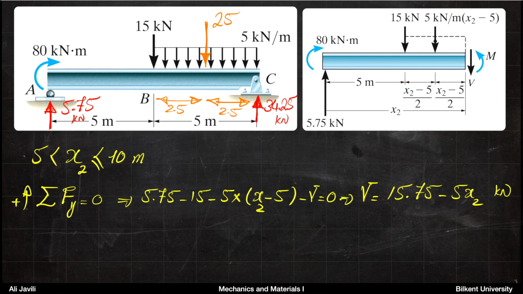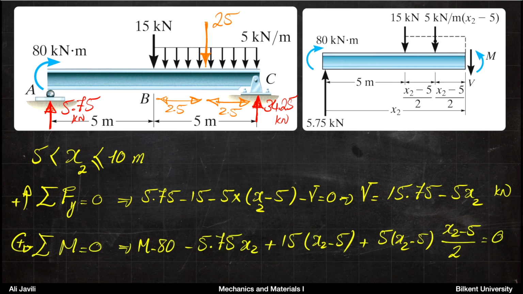So that's the distance. Now for this picture, you just treat it as a free body diagram, and for this picture you write also your equilibrium equations. Now again, assuming that the force in the y direction is positive upwards, you write 5.75 with a plus, minus 15, so that's the 15, minus 5 times x2 minus 5, that is basically this equivalent force, minus v is 0, and this equation gives you the shear force in terms of the coordinate x2 in kilonewton.